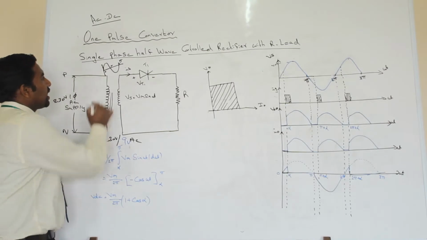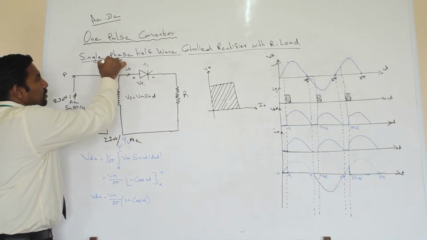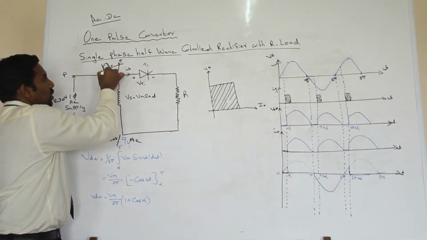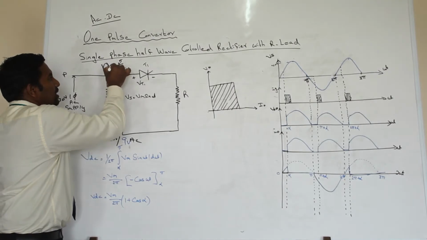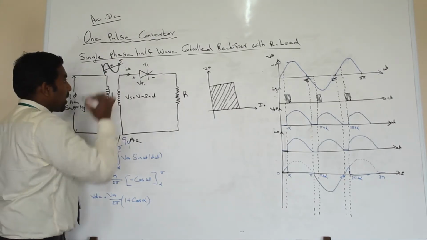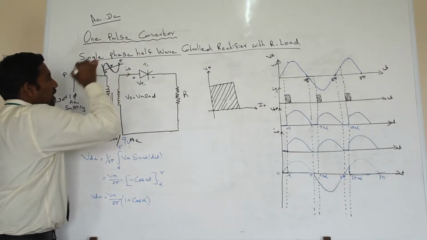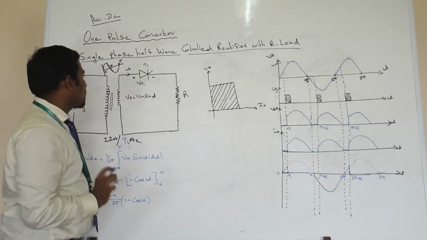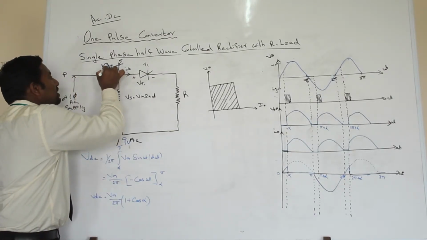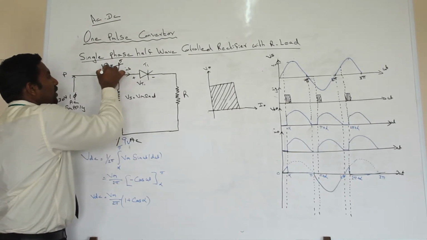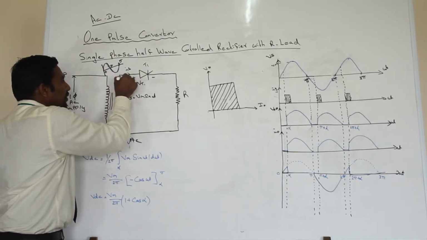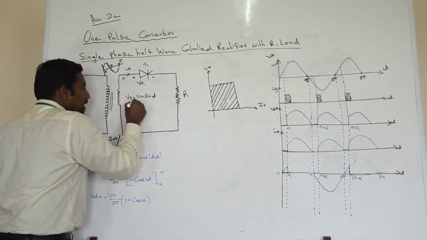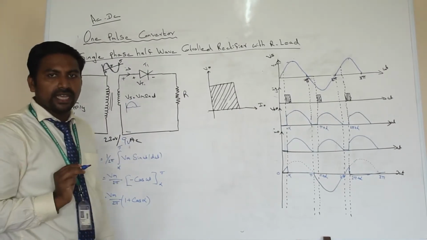Okay, now you can see here. This is the input supply, that is a sinusoidal voltage. You will have two sets of pulses. One pulse is 0 to pi. The second pulse is pi to 2 pi. First we are going to apply this 0 to pi voltage, the first half cycle voltage. When you apply this 0 to pi voltage, here it will be positive and here it will be negative. So this half cycle will be applied to the rectifier circuit.